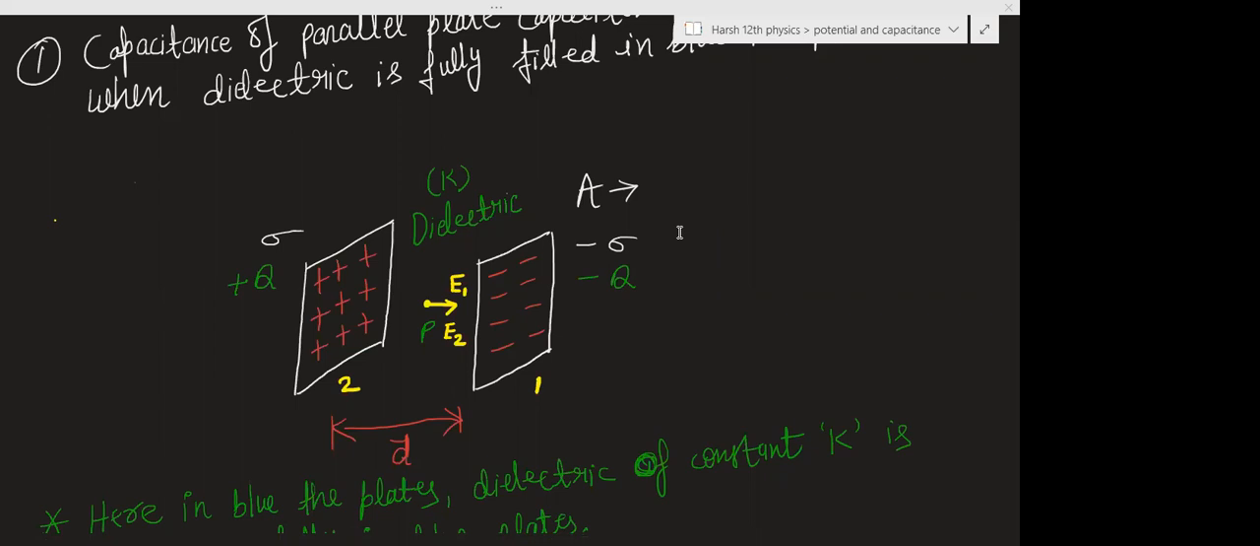So what we are doing when calculating the capacitance is just calculating the electric field in between the plates. From that electric field, we calculate the potential difference. And from that potential difference, we calculate the capacitance.